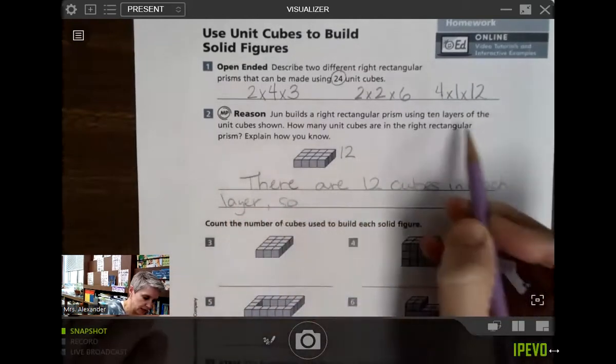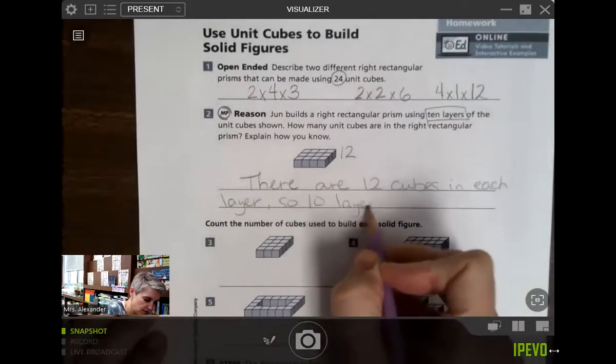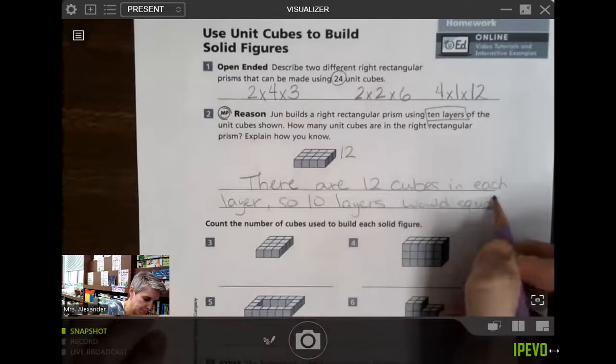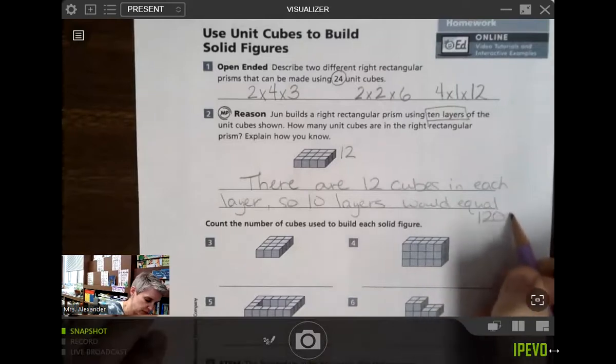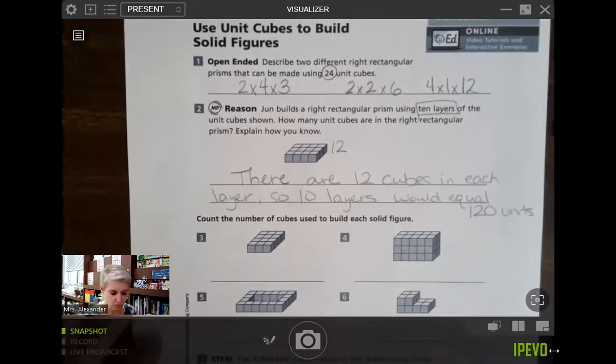So how many layers deep? 10 layers would equal 12 times 10, 120 units. All right, good.